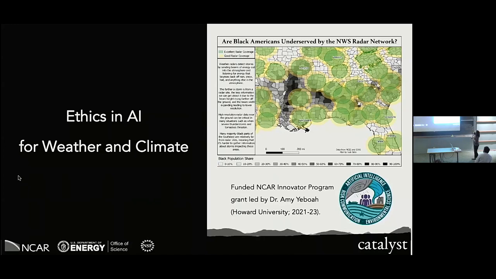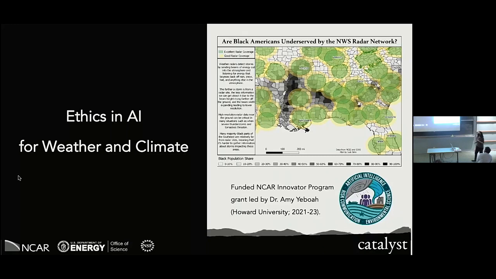This is another image that was shared on Twitter. What it showed was that if you looked at radar from the National Weather Service and its coverage across the southeastern US, the gaps in its quality happen to have pretty high spatial correlation with communities of Black Americans, right? So the question is, are they being underserved by our National Weather Service product? Perhaps unintentionally, but again, this information does seep in.